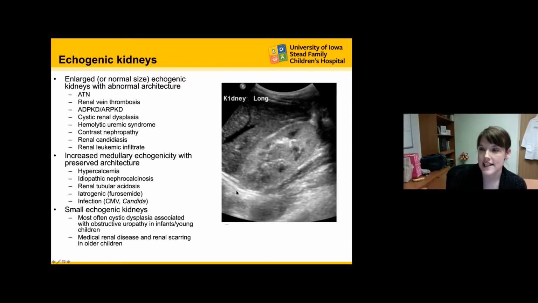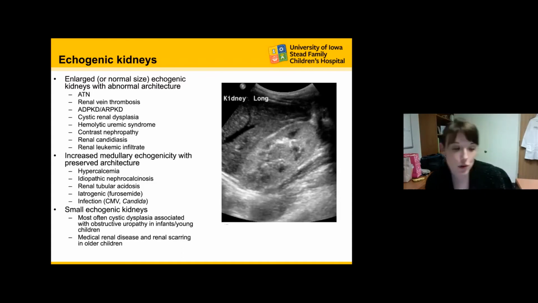If there is hyperechogenicity specifically in the medulla, then that can sometimes be consistent with collecting system abnormalities like hypercalcemia or nephrocalcinosis that we'll look at in further slides. Small echogenic kidneys are usually associated with some type of cystic dysplasia and can indicate poor renal function and renal scarring in older kids.